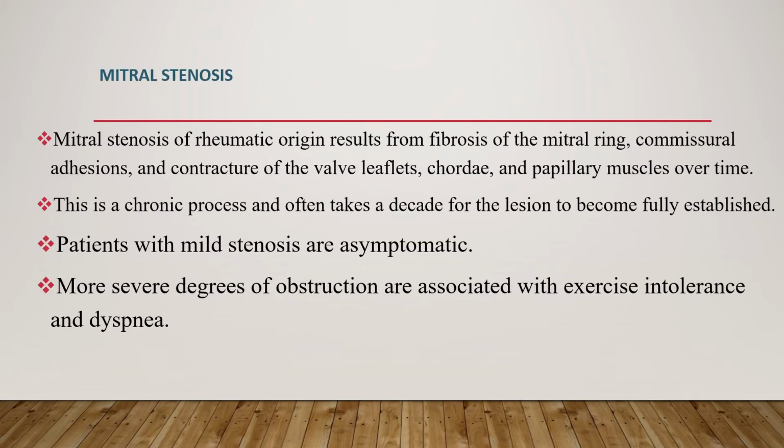The other complication of chronic rheumatic valvular disease is mitral stenosis. Mitral stenosis of rheumatic origin results from fibrosis of the mitral ring, commissural adhesion, and also contracture of the valve leaflets and the chordae and also papillary muscle over time. This is a chronic process and it often takes decades for the lesion to become fully established, although the process might occasionally be accelerated in frequent recurrent attacks of rheumatic fever.